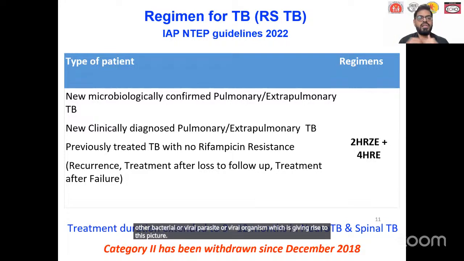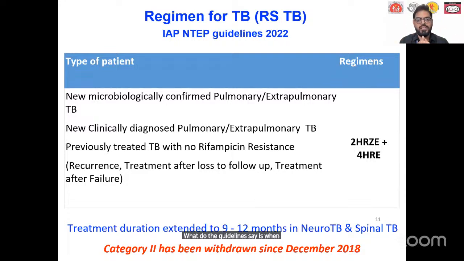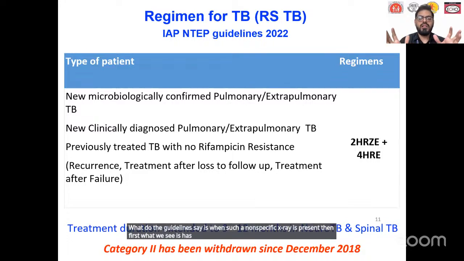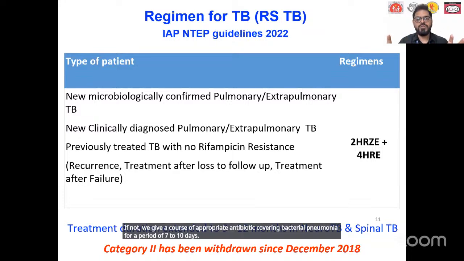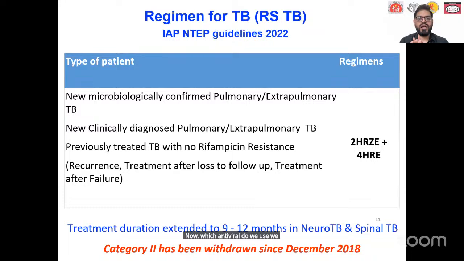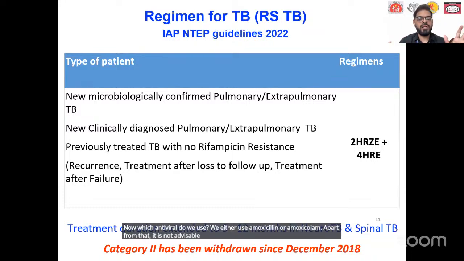What the guidelines say is, when such a non-specific X-ray is present, first we see whether the child has been given a course of appropriate antibiotic for bacterial pneumonia. If not, we give a course of appropriate antibiotic covering bacterial pneumonia for a period of 7 to 10 days. Now, which antibiotic do we use? We either use amoxicillin or amoxiclav. Apart from that, it is not advisable to use other antibiotics, because most of the others, like quinolones or linezolid, are actually second line drugs for MDR-TB. So we don't use those.